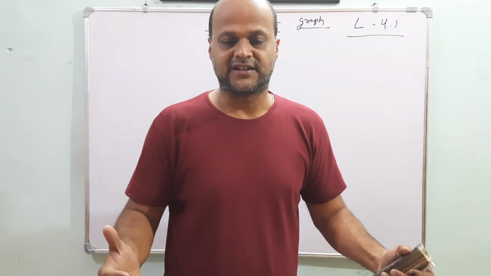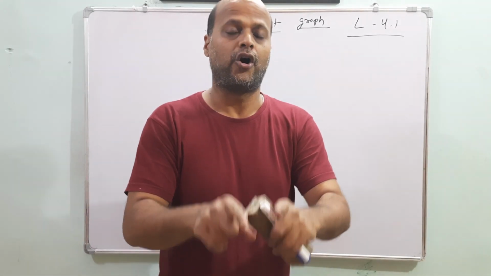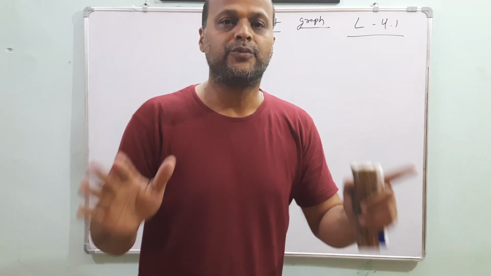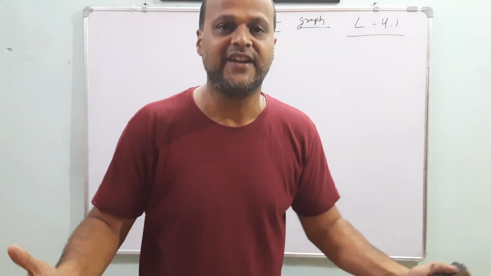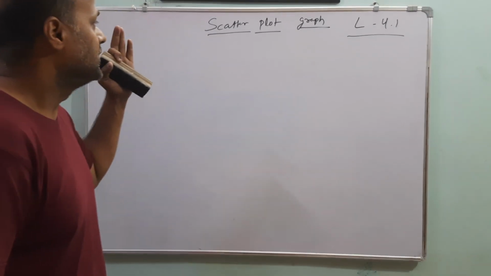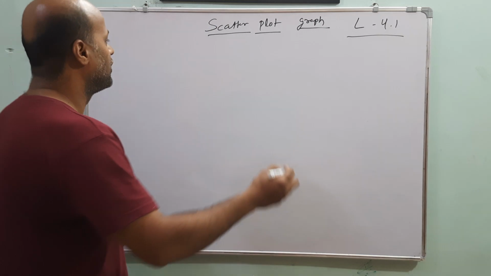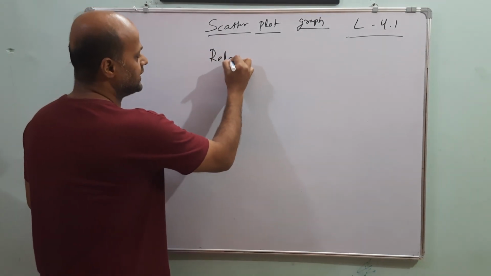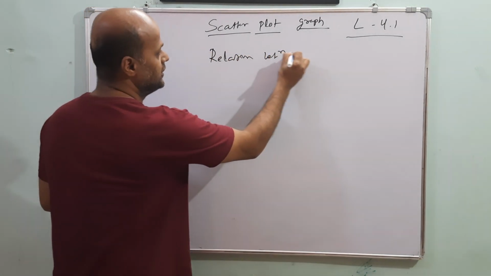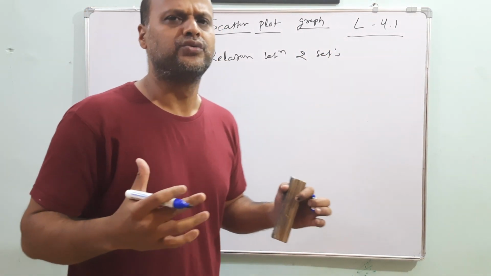Okay, let's start. What is a scatter plot graph? But before that, always I told you, you have to understand the meaning, the definition. The definition of the scatter plot graph is nothing but the relation between two sets.